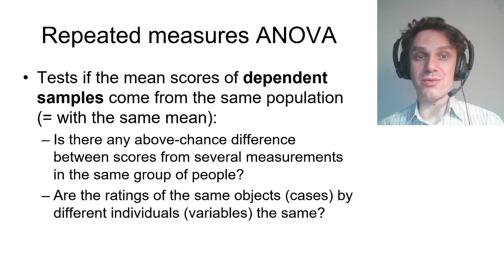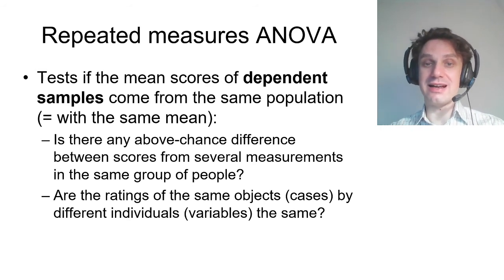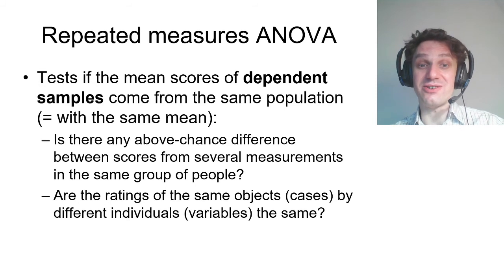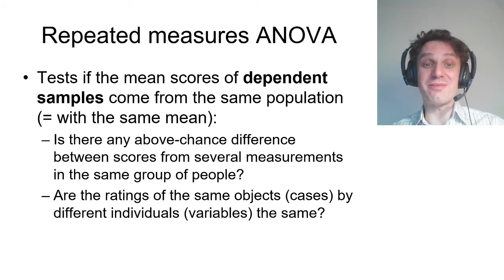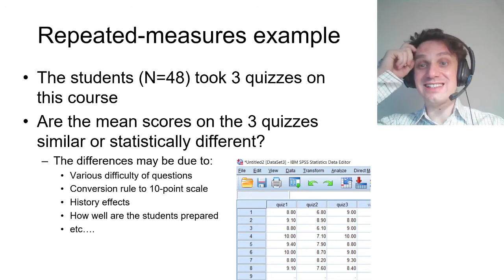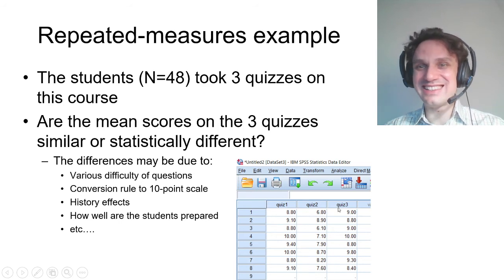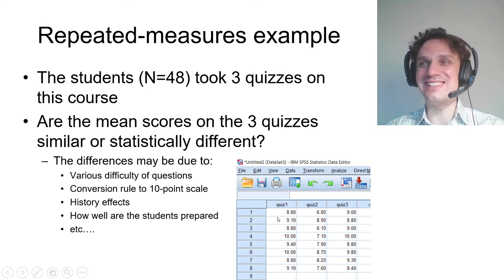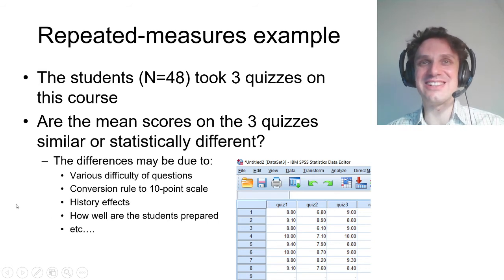A version of ANOVA for dependent samples is called repeated measures ANOVA. It's pretty much the same thing as your normal ANOVA. The only difference is that it compares measurements coming from the same group of people, or measurements that are related in some other way. So here, as an example, I have scores on 3 quizzes taken by your predecessors last year. These are scores on a 10-point scale for each student for quiz 1, quiz 2, and quiz 3 in our research methods course.